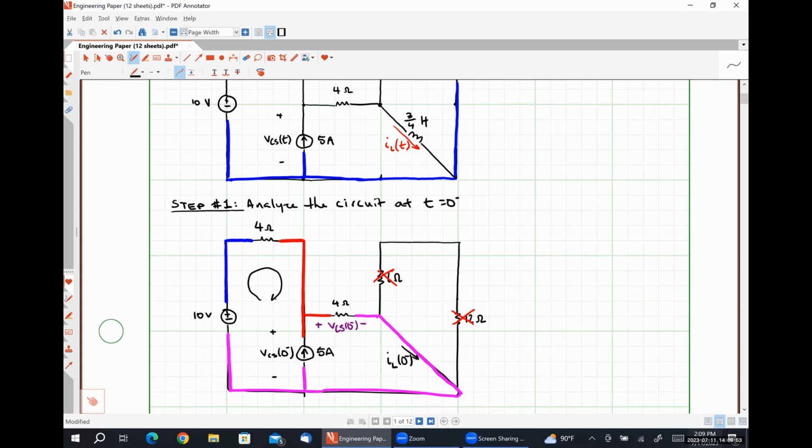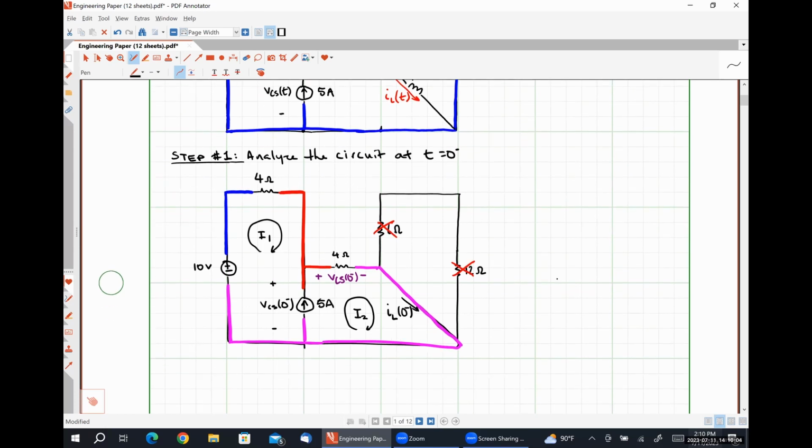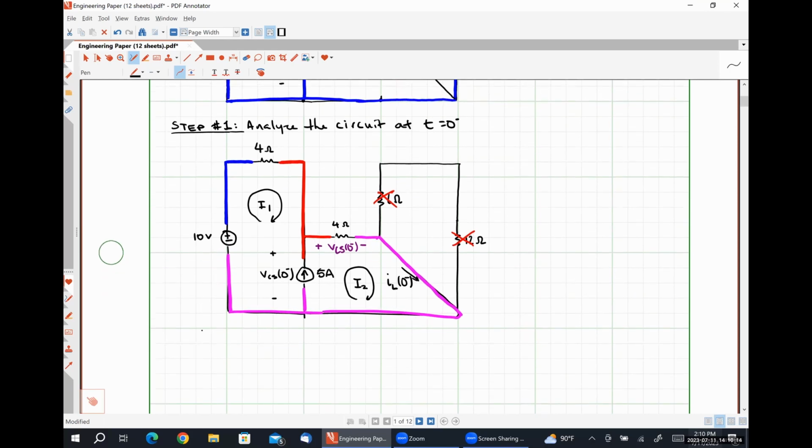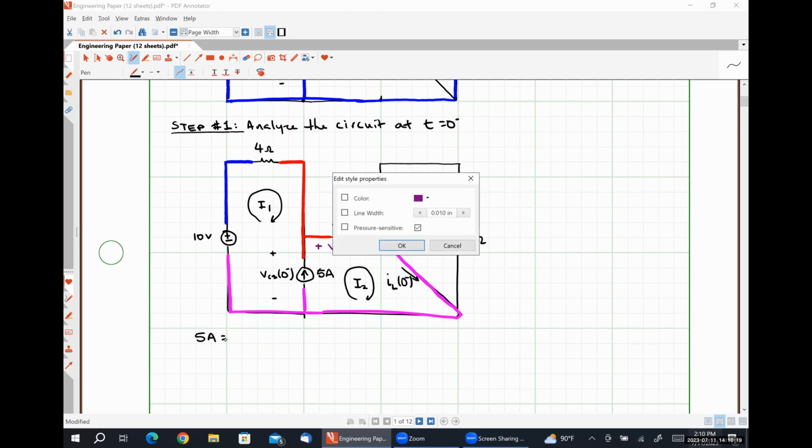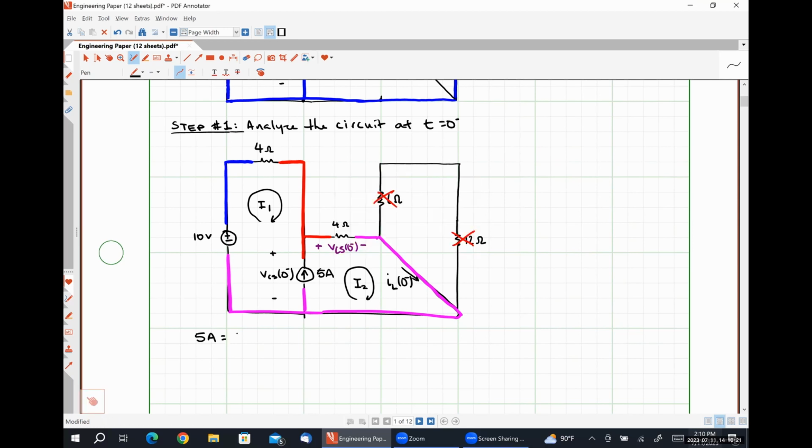So my first mesh is going to be this guy up here. Let's call this I1. My second mesh will be this guy down here. I don't have any dependent sources to worry about, so I don't have any controlling variable relationships to write. I do have a current source, so I'm going to have a current relationship equation. So that'll be 5 amps is equal to I2 minus I1.